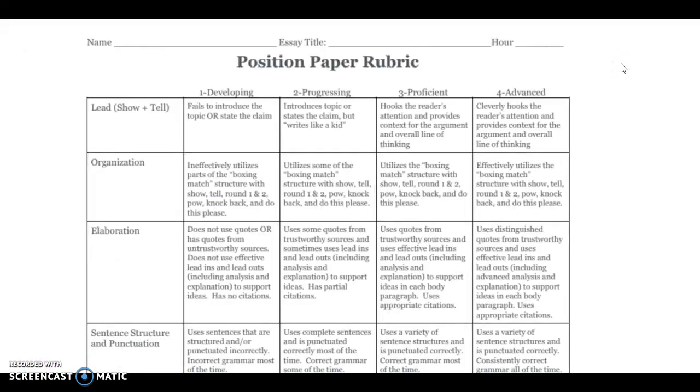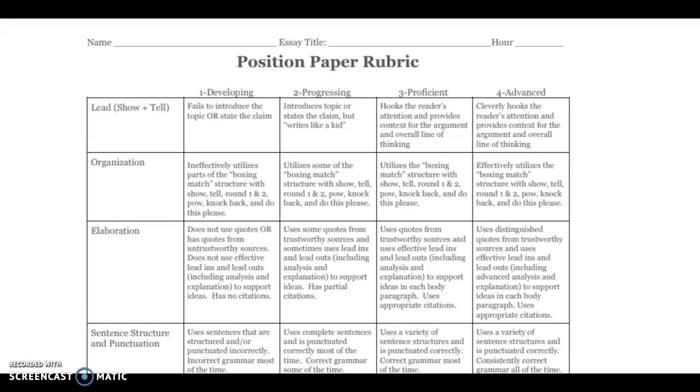It's going to look just like this. Remember that the show and tell, that is your lead. That's how you want to hook your reader. That's how you want to get them interested in your topic. Organization, that you've used that boxing match structure that we've taught you and have all of those pieces fully developed.